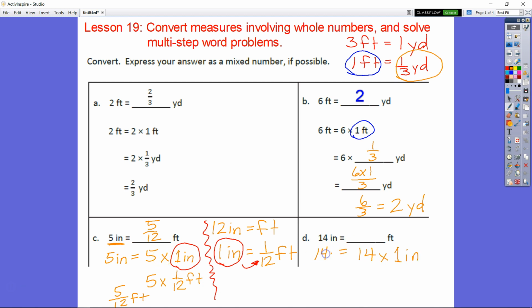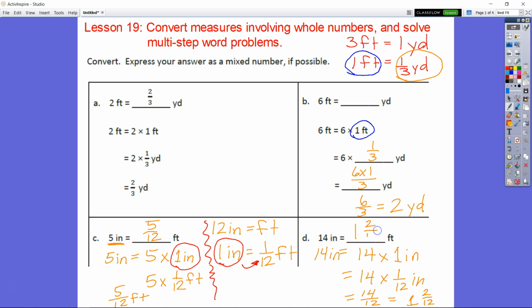So 14 inches is equal to 14 times 1 inch. We know what 1 inch is equal to, so let's go ahead and sub it out. So that would be 14 times 1/12 of a foot. Then we would have 14 times 1/12, which is 14/12. We can take 12/12 to get a whole, and then we would have 2/12 left, and that can be our answer.